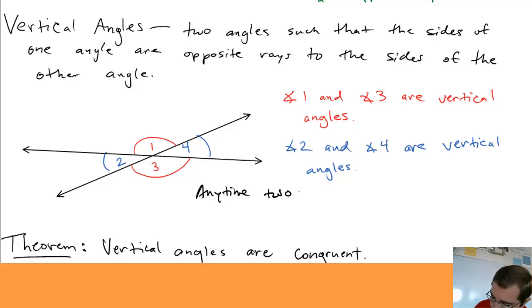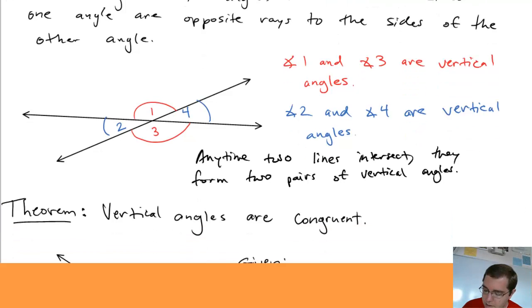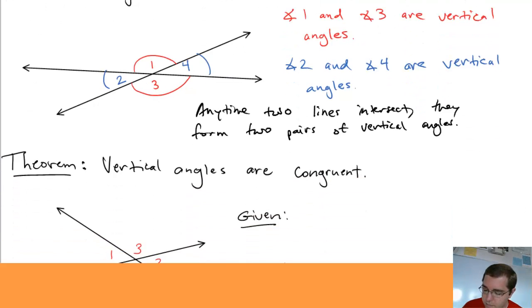So anytime two lines intersect, they form two pairs of vertical angles. And it will look just like this picture here. Those angles will be sort of opposite of each other on the picture. So anytime two lines intersect, they form two pairs of vertical angles.